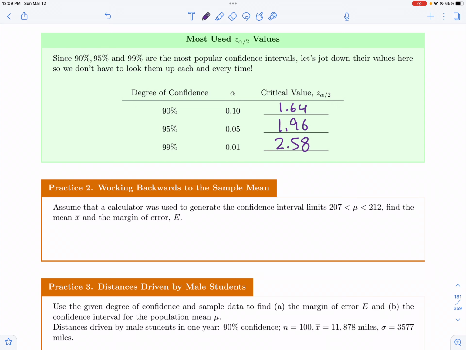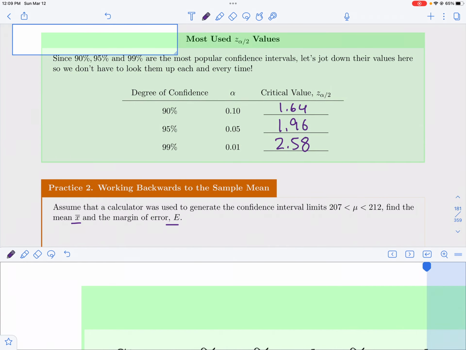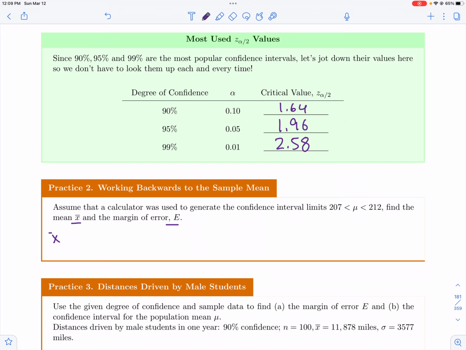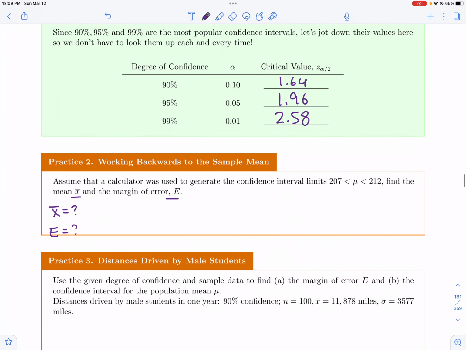All right, so let's take a look at practice 2. We'll work through this one together because this one's a little strange. With this one, we are starting off with the confidence interval, and what we want to do is work backwards and try to find the sample mean and the margin of error based on what's given. So right over here, we've got our x bar and we want our margin of error. Remember, the main thing to remember about our confidence interval is that it's always centered around the sample mean.